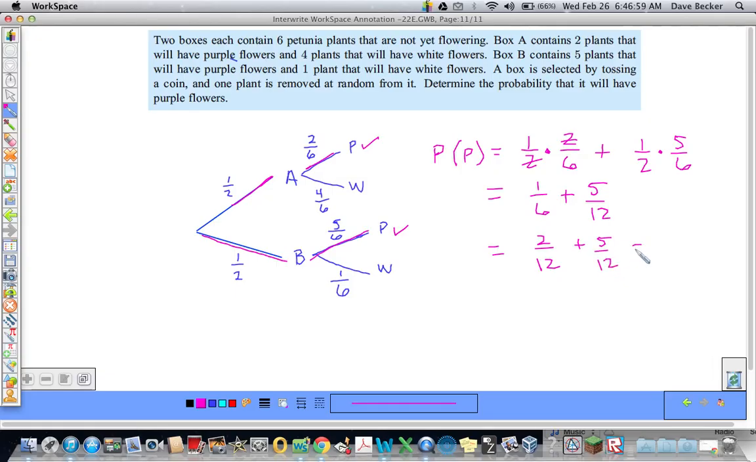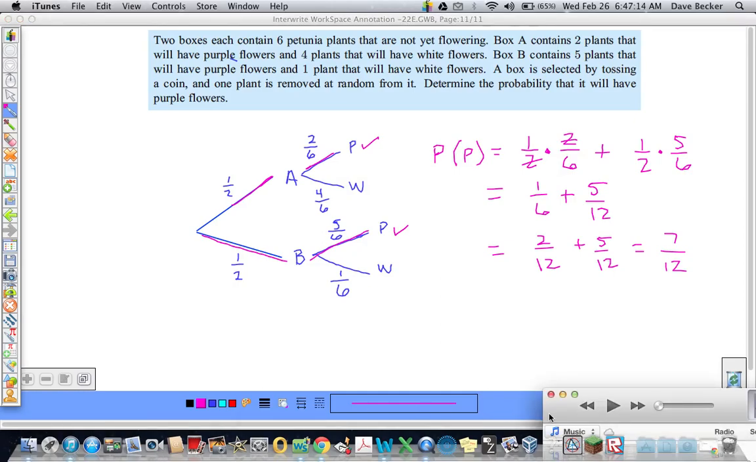So the chances that we are going to have a purple flower are pretty darn good, ladies and gentlemen: 7 out of 12. So there you have it. There are some good examples of what's happening with the tree diagram and the power of it. So we are going to go out with some music because we are done with this topic.